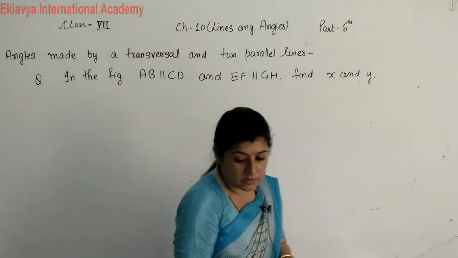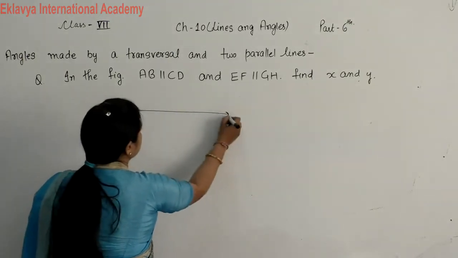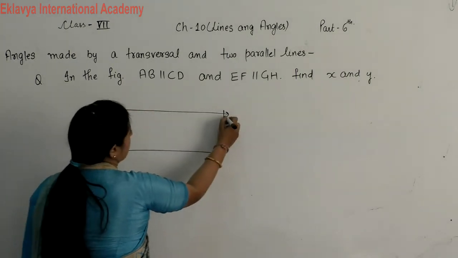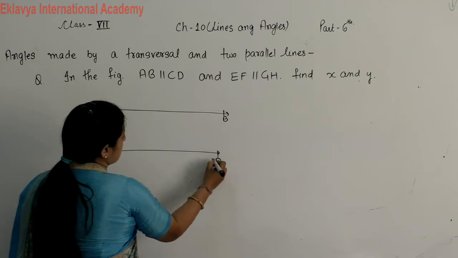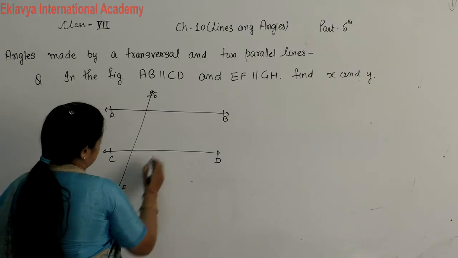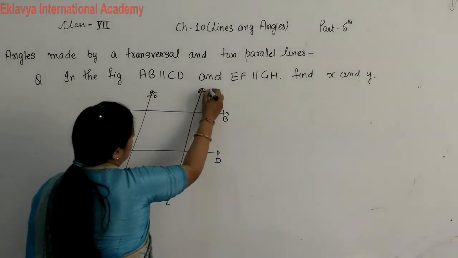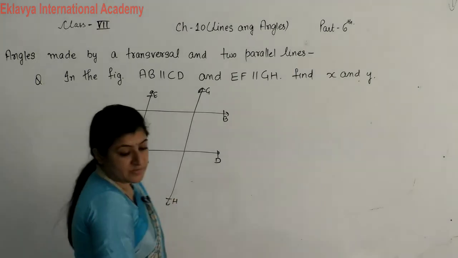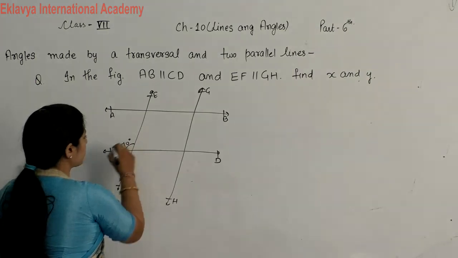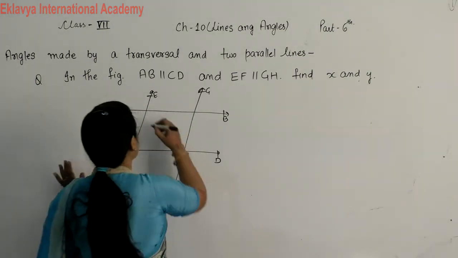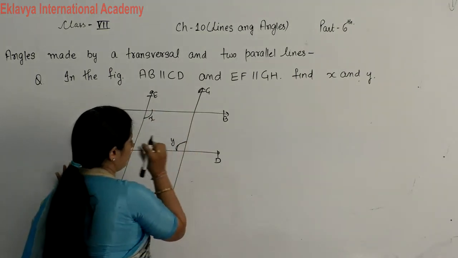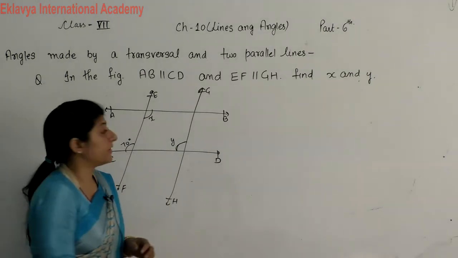The figure is given to you. AB parallel to CD, this is AB line segment, AB line, CD, EF line, GH, and this is given to you, then this angle is 70 degree. Then find X and Y. Now see how to solve it.